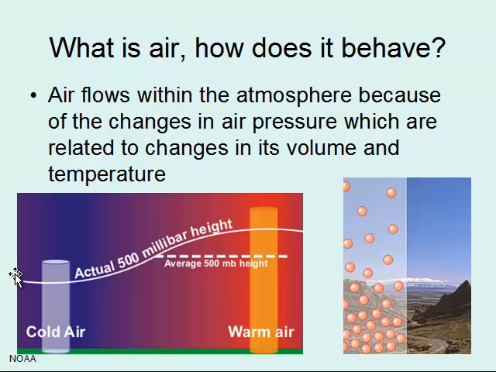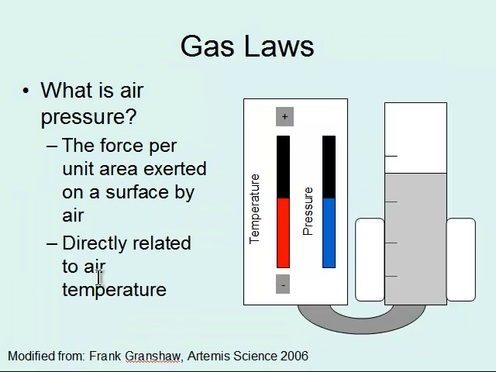So a little bit more about how air behaves. Air flows from place to place because of changes in air pressure, which is directly related to changes in volume and temperature. So we have cold air, the air is more dense, then when we have warm air, it is less dense. So some gas laws will help us understand this temperature difference and how that relates to pressure.